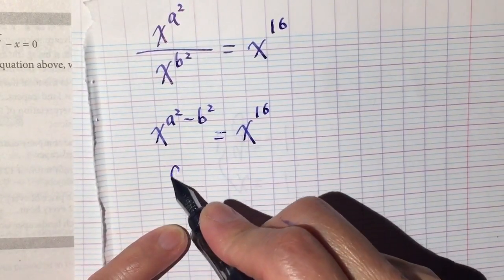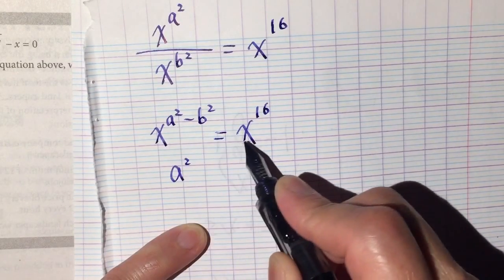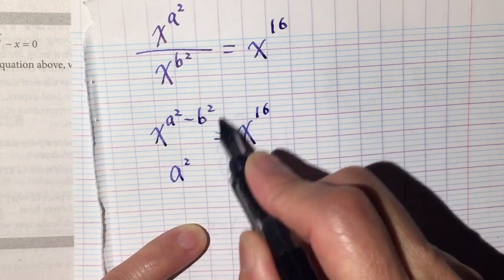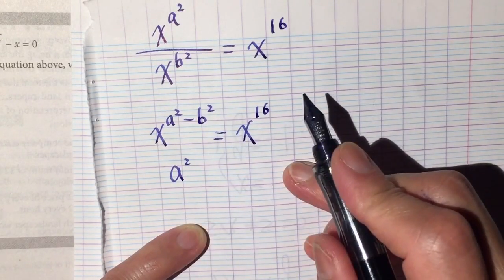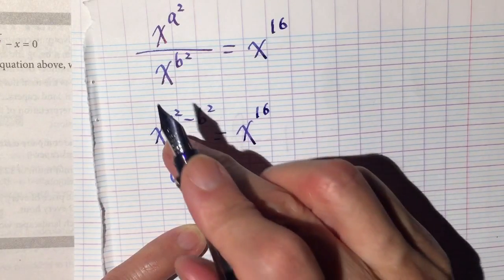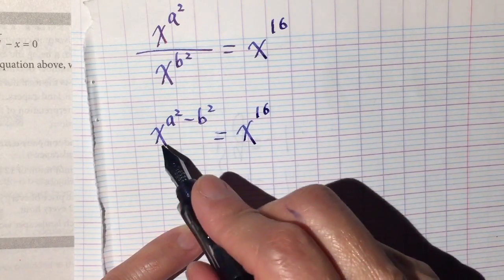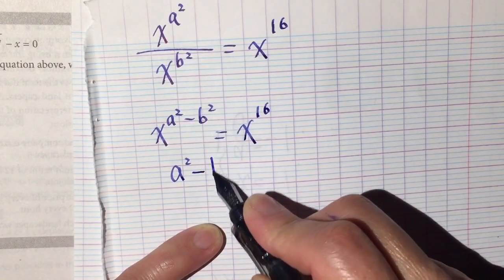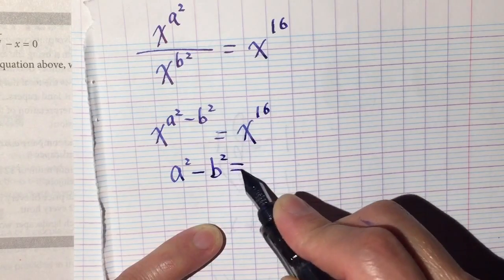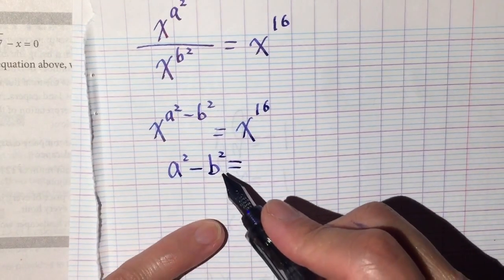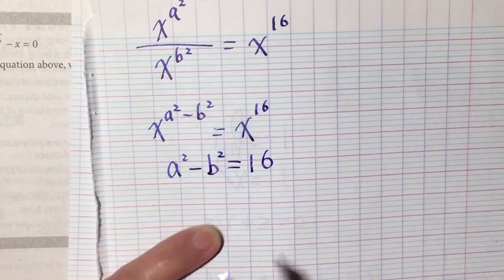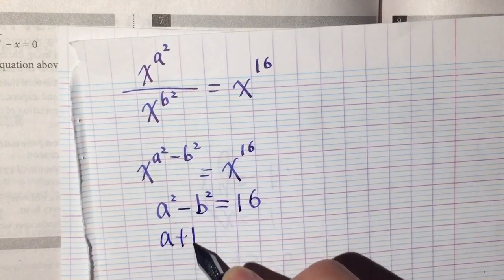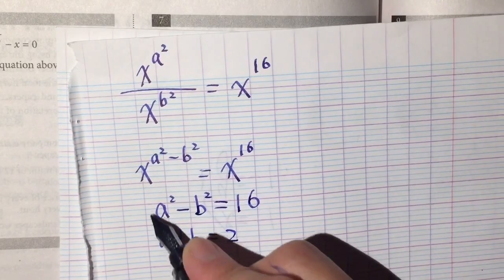Now we get a squared, because the base is the same, so the power should be the same to make the whole number the same. So we know the whole number on two sides is equal and the base is the same, then the power is the same. A squared minus b squared is 16, and we also know a plus b equal to 2.